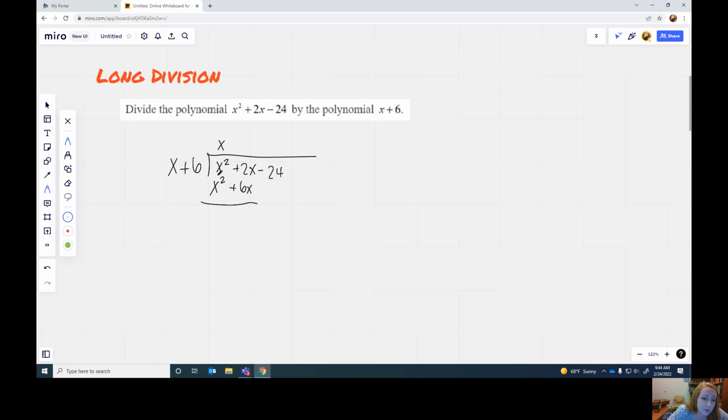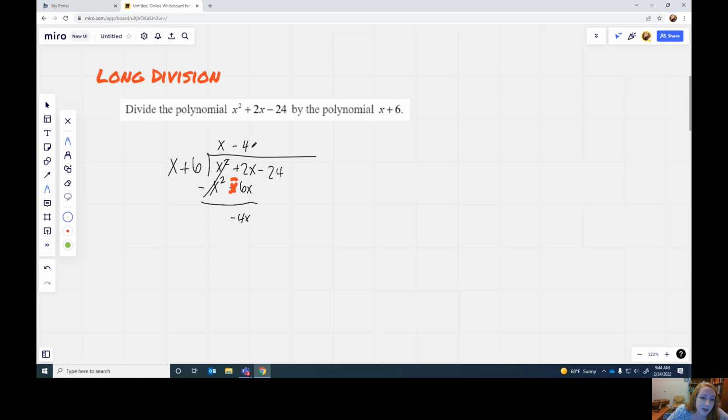At this point, if you remember, we subtract. But not only are we subtracting this first piece, we need to subtract everything, so we're distributing the negative. We're subtracting the x squared, but we're also subtracting the 6x. x squared minus x squared is 0. That cancels out. Then we have 2x minus 6x, which is negative 4x. So we repeat the process. What do we need to multiply x by to get negative 4x? We would multiply by negative 4.